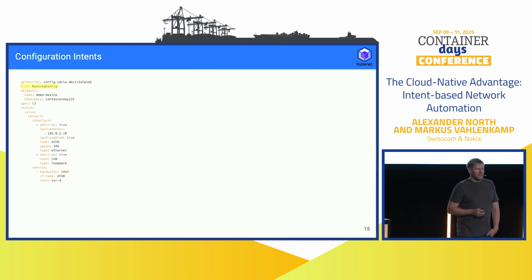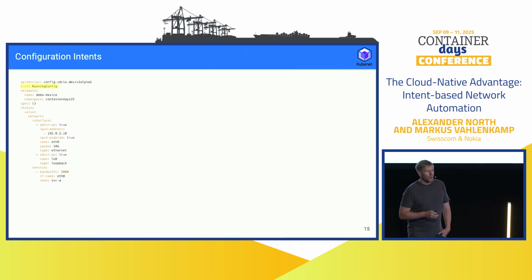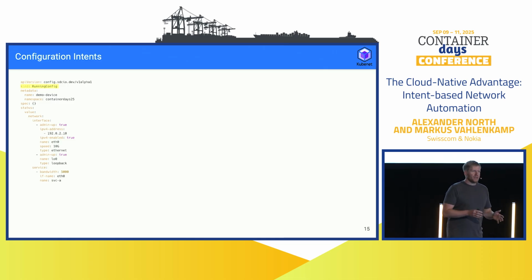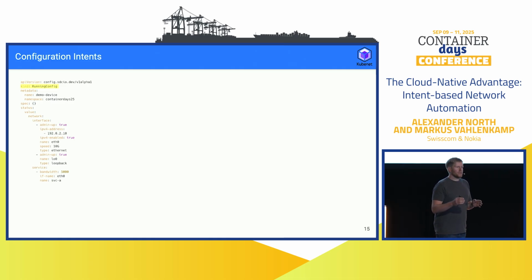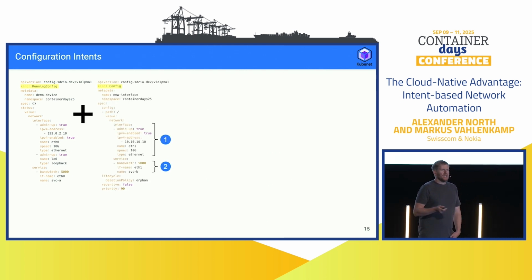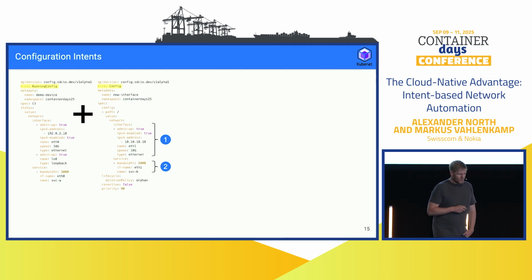So let's start with the configurations. Here we see a running configuration. So we pretend that we've configured our device with configuration intent already, and this is the state that is reflected back into the Kubernetes API right now. So we can now go and add an additional interface in this case, which is point 1, and also an additional services number 2.